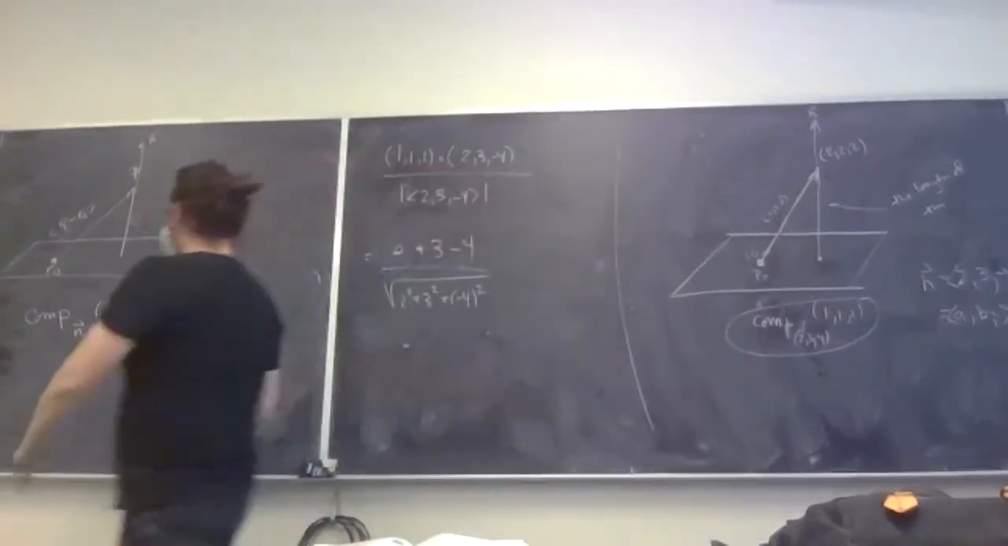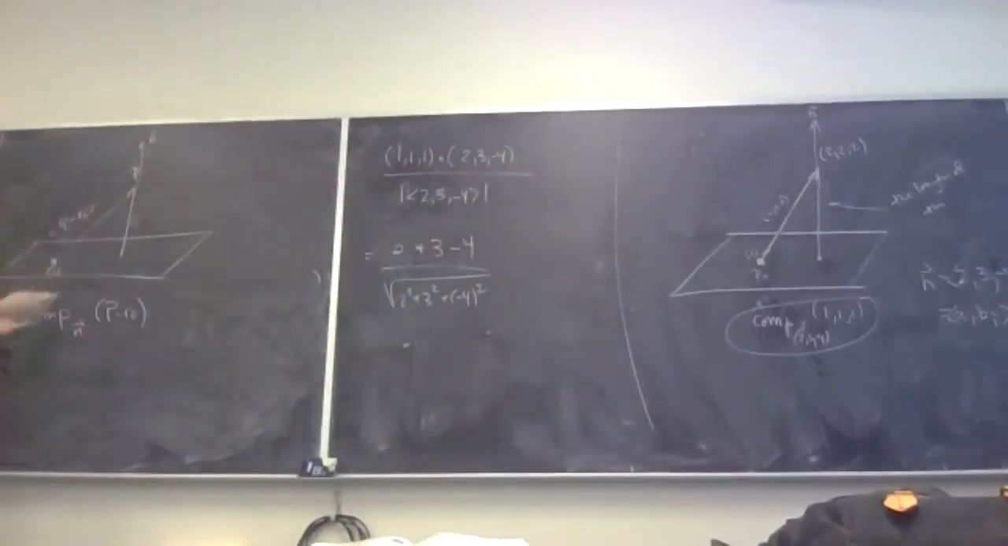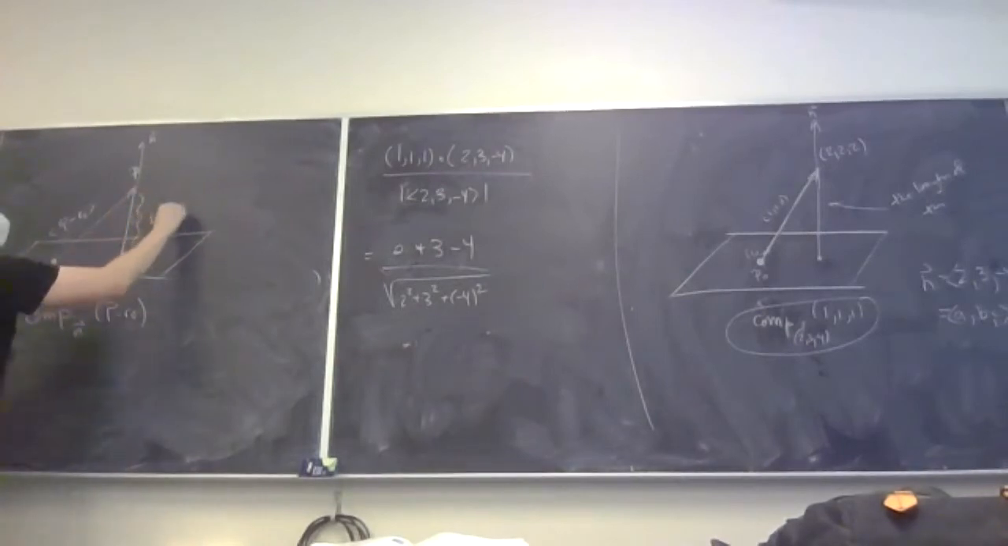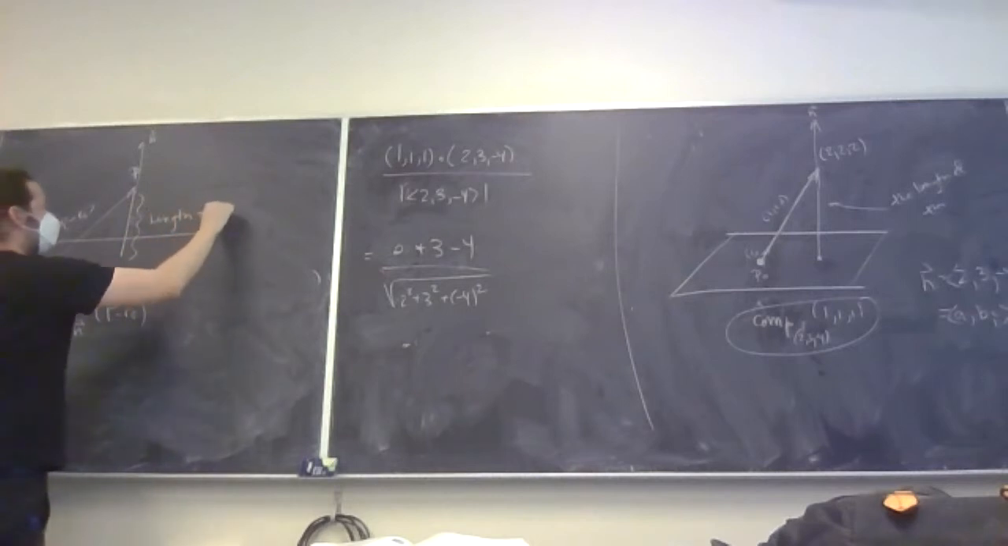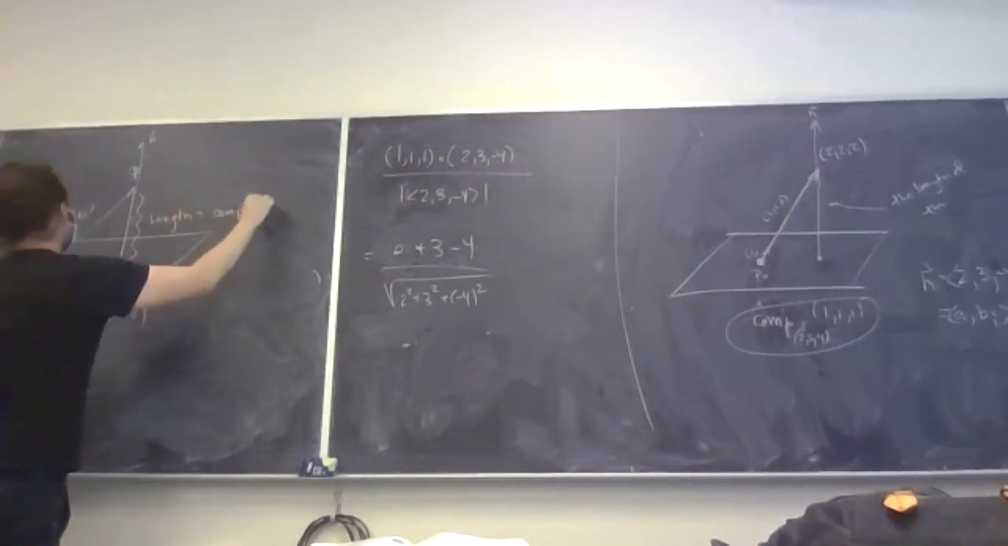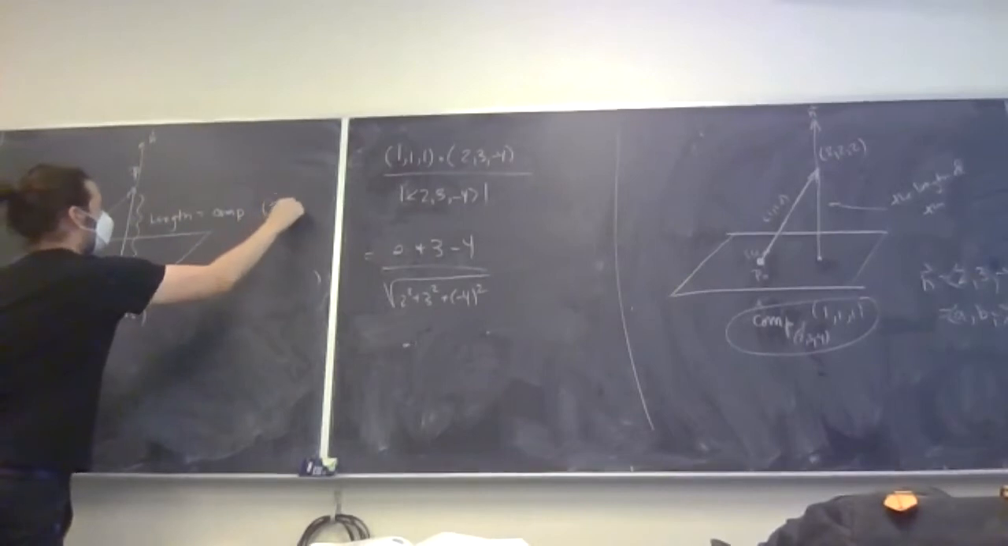I'm going to reiterate before I erase this. This picture is important. This vector right here, the length equal to scalar projection minus r naught.